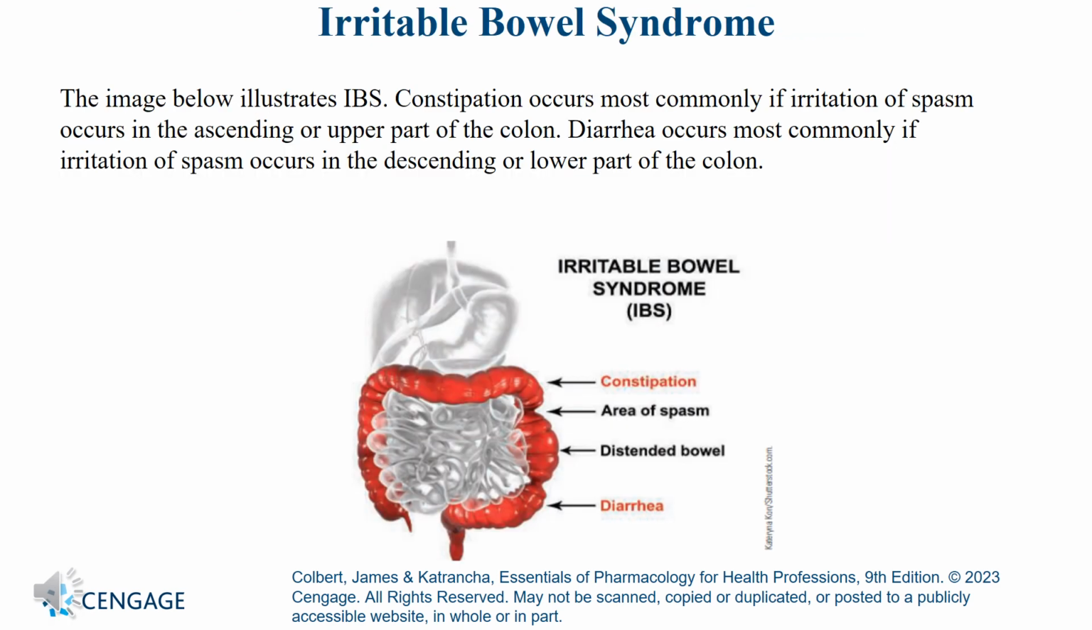What you are looking at is irritable bowel syndrome. The image shows constipation. You can have the area where the spasms happen. You also see the area with the extended bowel, and then you can see at the very bottom where you have diarrhea. If you look, it lets you know that on the ascending or the upper part of the colon, that's where the constipation happens, and the diarrhea occurs mostly on the descending or the lower part of the colon.